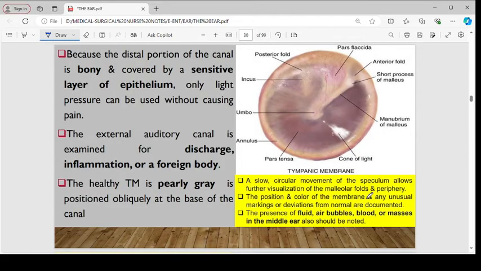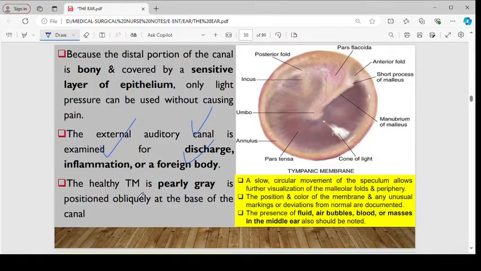Because the distal portion of the canal is bony and covered by a sensitive layer of epithelium, only light pressure can be used without causing pain. The external auditory meatus is examined for discharge, inflammation, and foreign body.